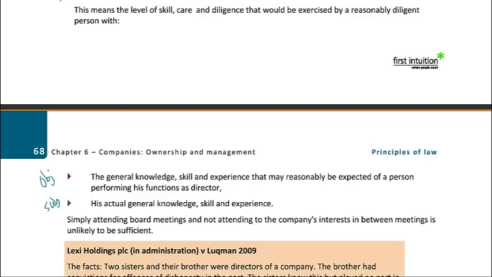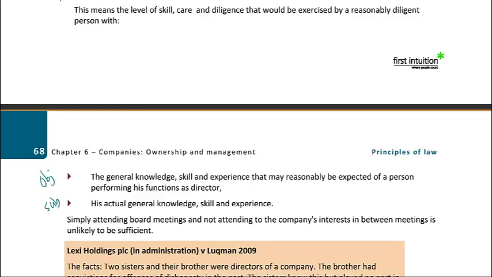So let's try and put a bit of flesh on that. Imagine that you are looking at a director who is running Tesco plc. You would expect such a person to have quite a lot of skill, experience, and to do a pretty good job. However, if you compare that to, say, a director of your local chip shop, possibly, it's a smaller business, you don't really expect him to have the same skill and knowledge as the directors of Tesco.